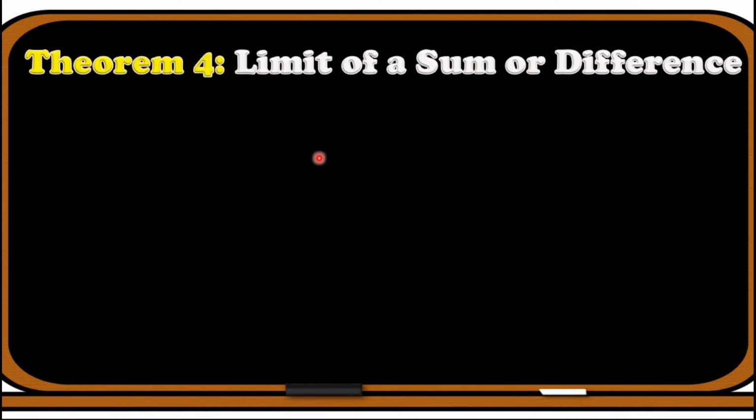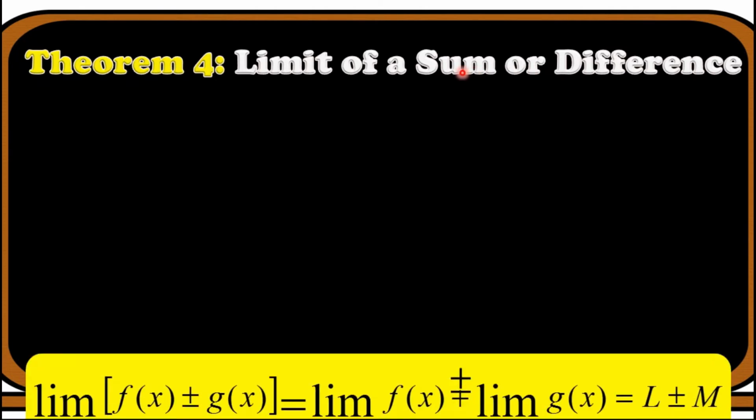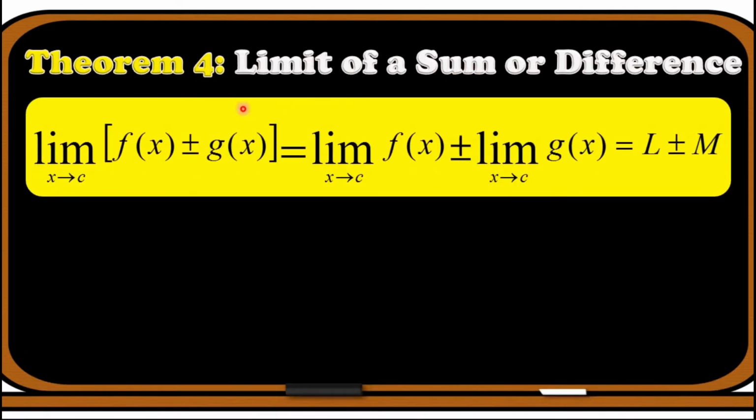Theorem number 4, limit of a sum or difference. The limit of a sum or difference of functions is just simply the sum or difference of the limits of the individual functions. So if we have this, we'll just simply get the limit of each function, then we just simply add or subtract depending on the given.